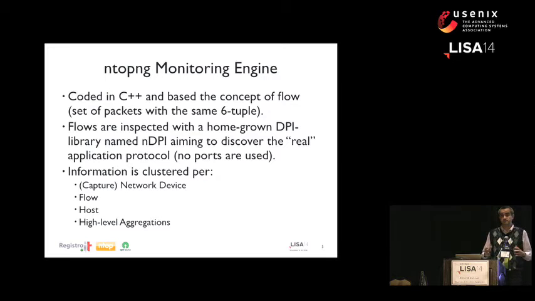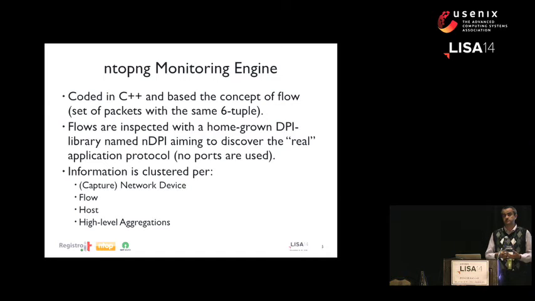It has some basic concepts. The first unit is the network device. So it means that packets are coming from a specific network device. And ntopng can handle multiple of them all at the same time. If you have time to read the paper, you will see that the performance is pretty good on modern computers.